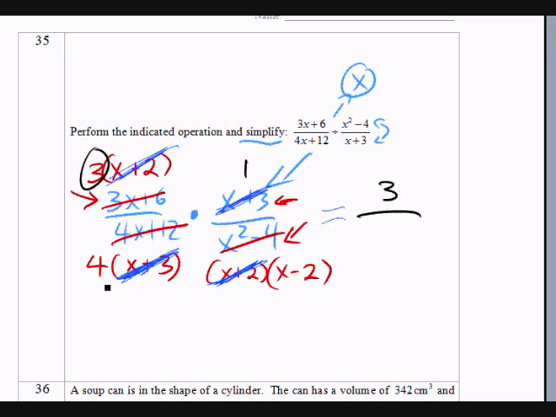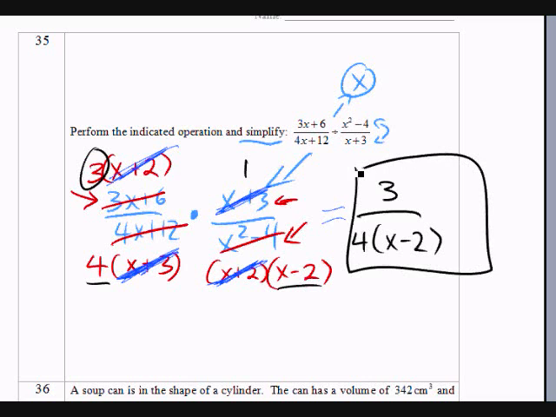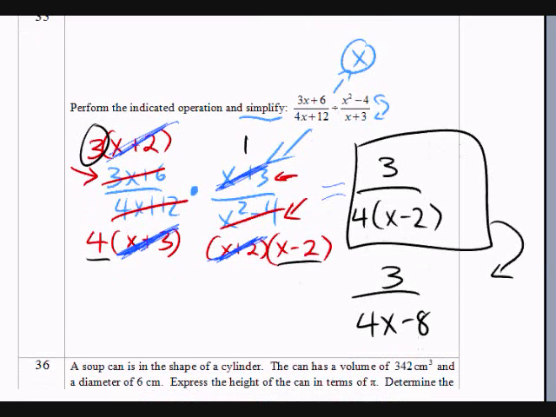On the bottom, what's left? 4 and x minus 2. So it'll be 4 times x minus 2. Okay? So this is your answer. If you want to expand it a little bit more, you can put down 3 over 4x minus 8. That's the same answer. That will work also. Okay, you get full credit either way. But you need to show the work, and you need to factor, right, each term.